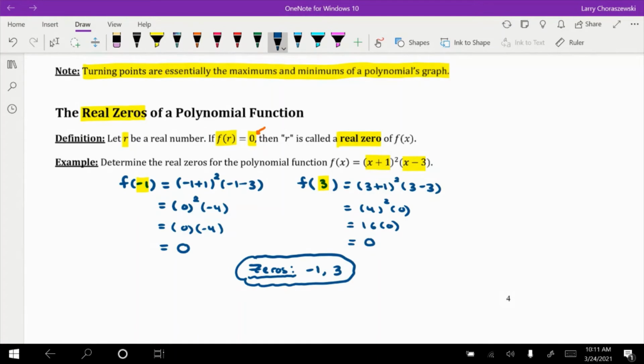So real zeros are based on what they produce, right? Real zeros produce outputs that are the number 0. Okay, so it can be a little confusing, the definition. It's not what the numbers are, it's rather what the numbers do. Okay, so -1 and 3, what they do is they produce an output of 0, and that's why they're called real zeros.